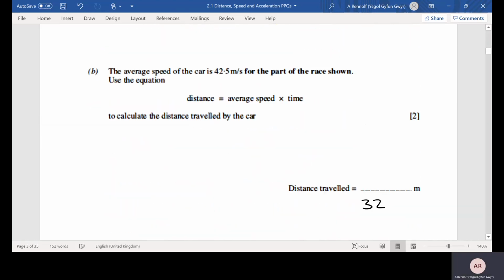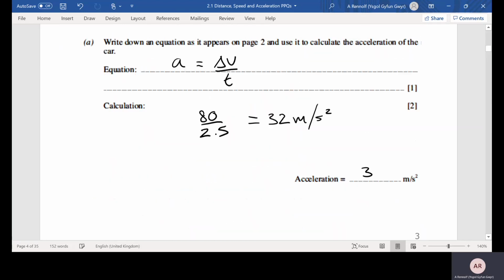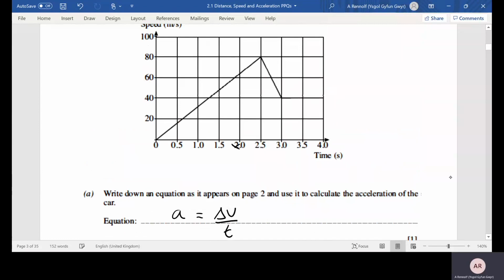Moving on then to part B. The average speed of the car is 42.5 meters per second for the part of the race shown. Use the equation distance equals average speed times time to calculate the distance travelled by the car. So let's put in some values. Our average speed is 42.5. The time taken for this journey is 4 seconds.